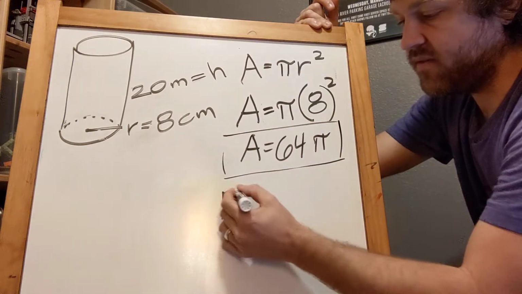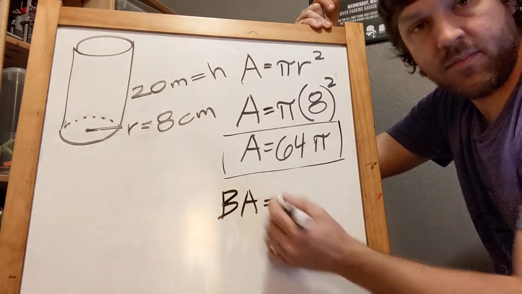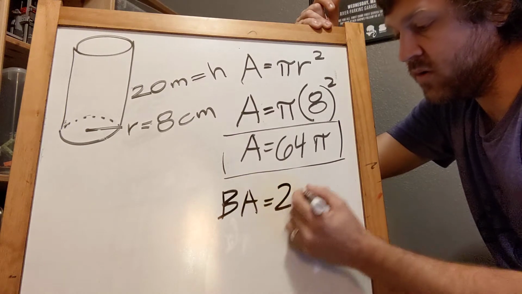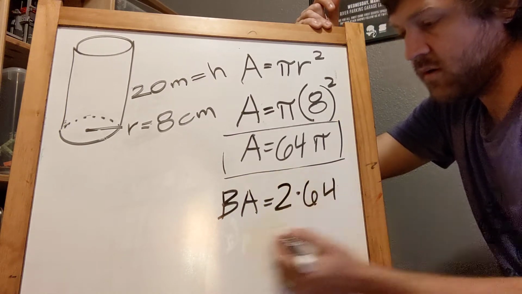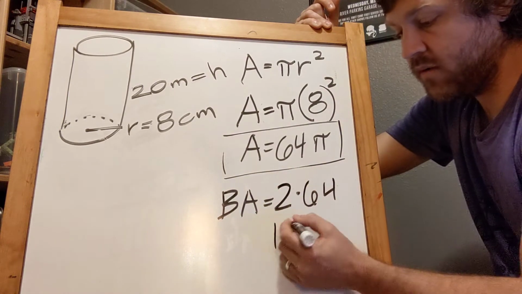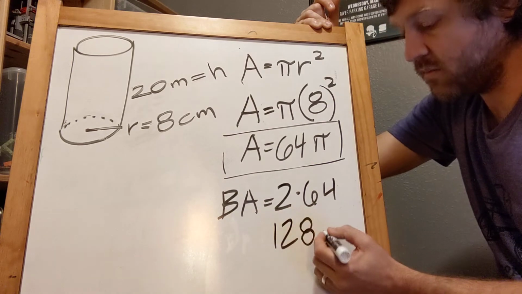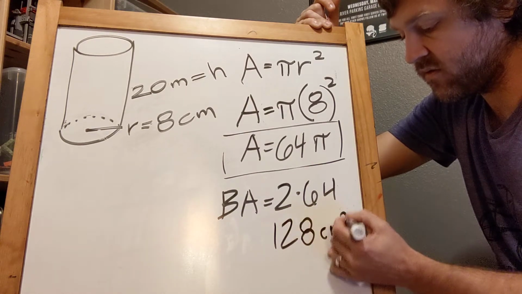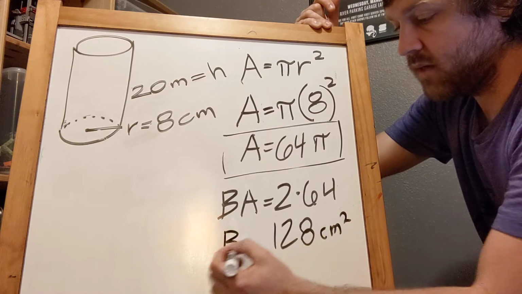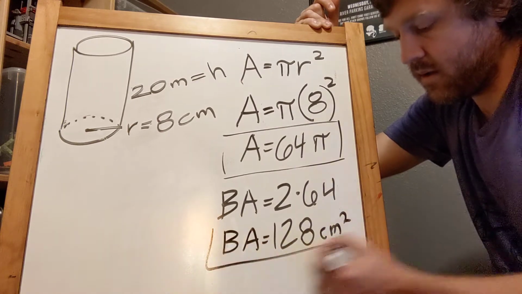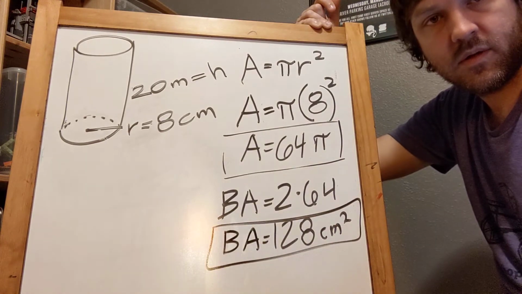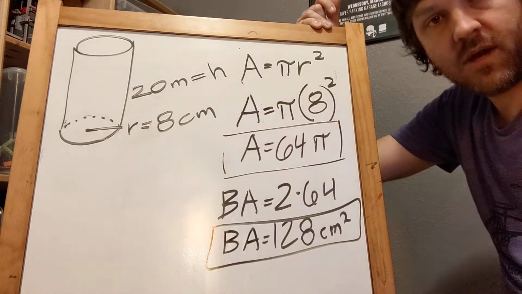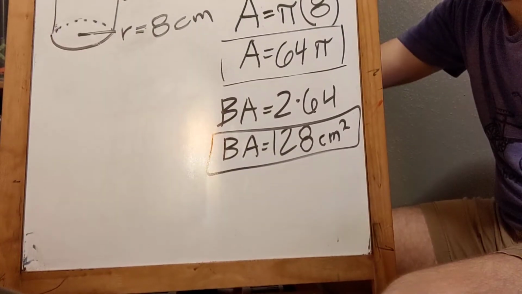So then the base area of my cylinder is 2 times 64, which is 128 pi centimeters squared. So that's the base area. Let's box that out.